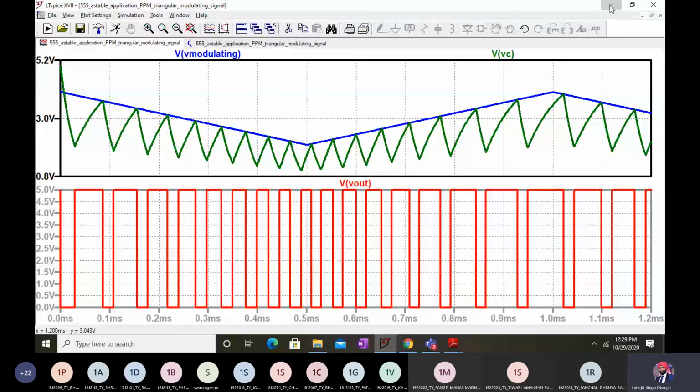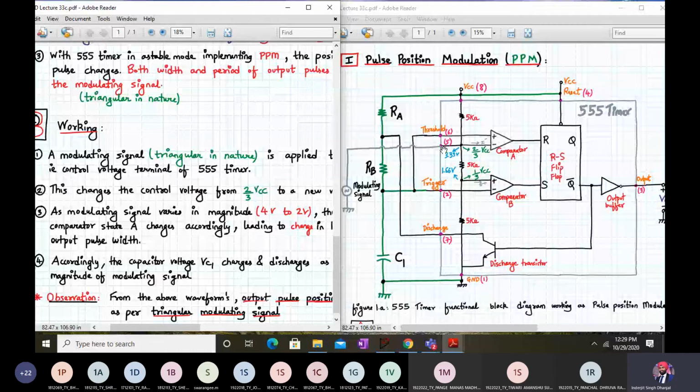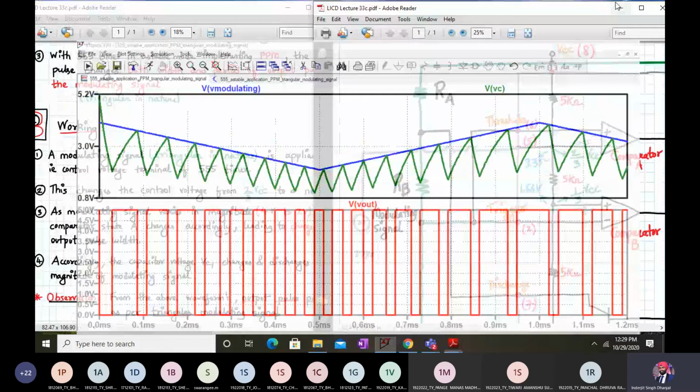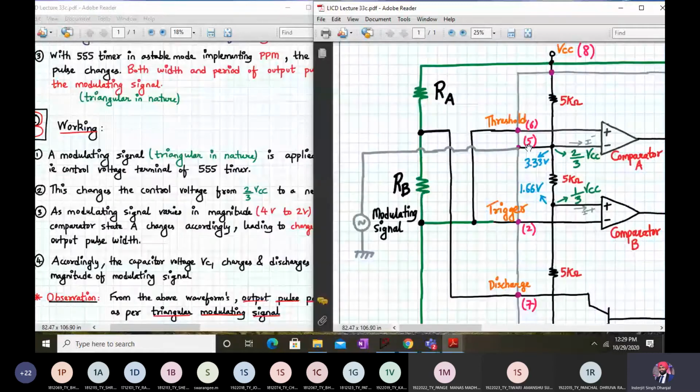Now let's quickly see the working. A modulating signal is applied to pin number 5. So again the same funda. Pin number 5 was already at 3.33 volts. So what will this modulating signal do? The modulating signal will override this value. The modulating signal is going from 4 volt to 2 volt, as you can see in the output. That means pin number 5 will go from 4 volt to 2 volt.